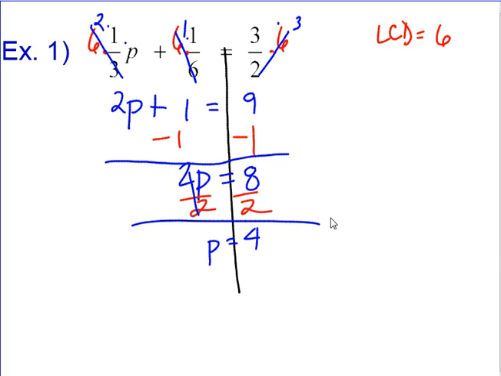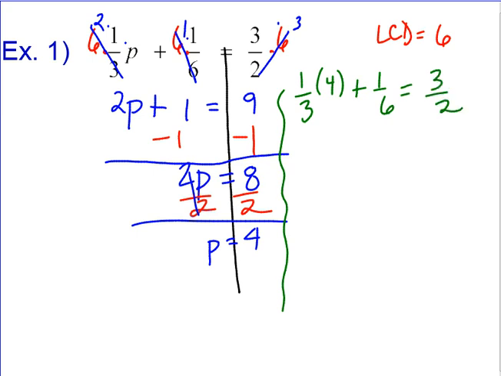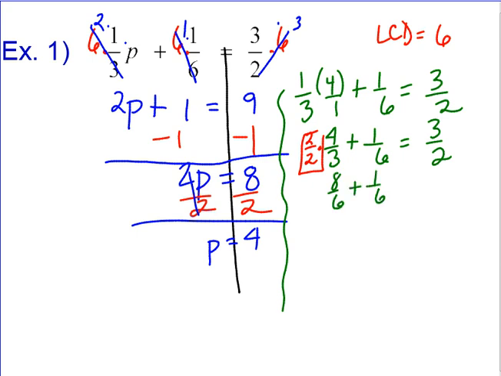So we're going to check and see if this answer p equals 4 is going to work out. We have to plug this 4 into the original equation. So 1/3 times 4 plus 1/6 equals 3 over 2. We're going to multiply this out. We get 4/3 plus 1/6 equals 3 over 2. We must follow the rules of fractions. So we're going to multiply this 4/3 by 2 over 2, which is 1. So it doesn't really harm it, but it makes it a little bit bigger. It becomes 8/6 plus 1/6.